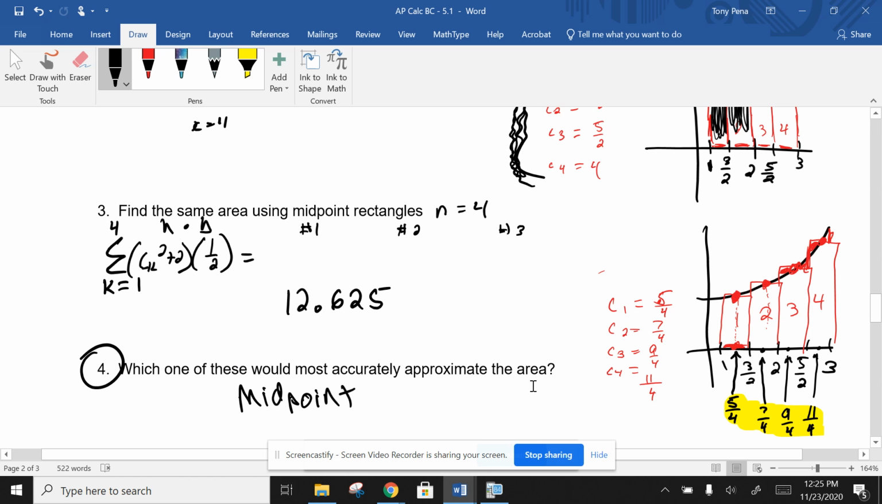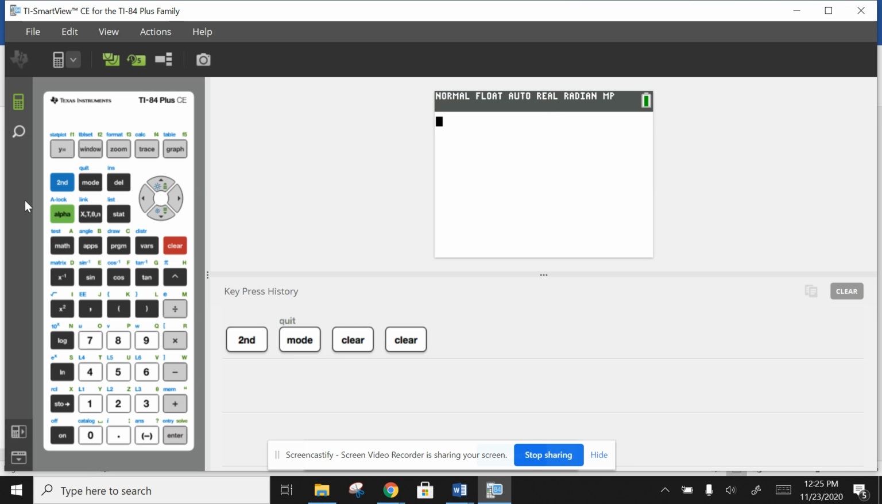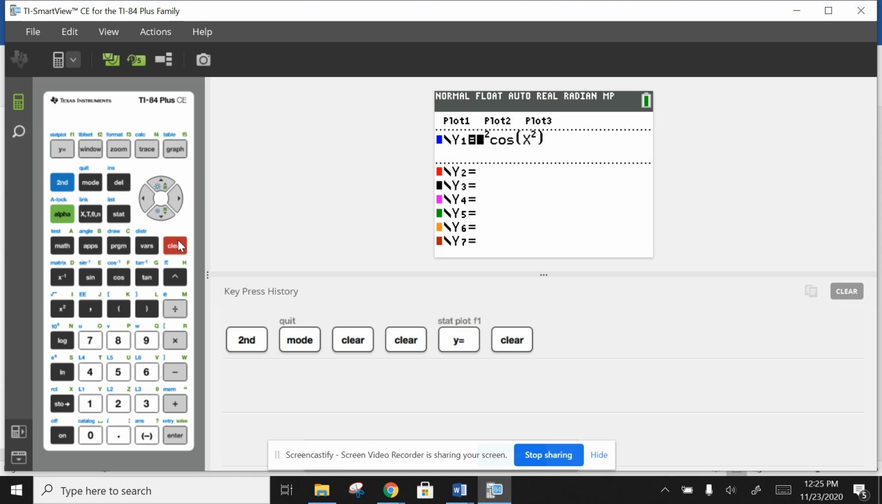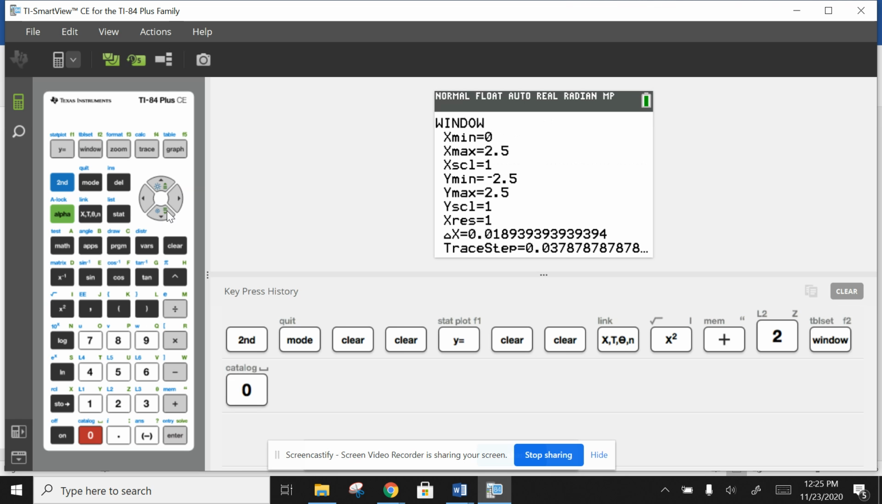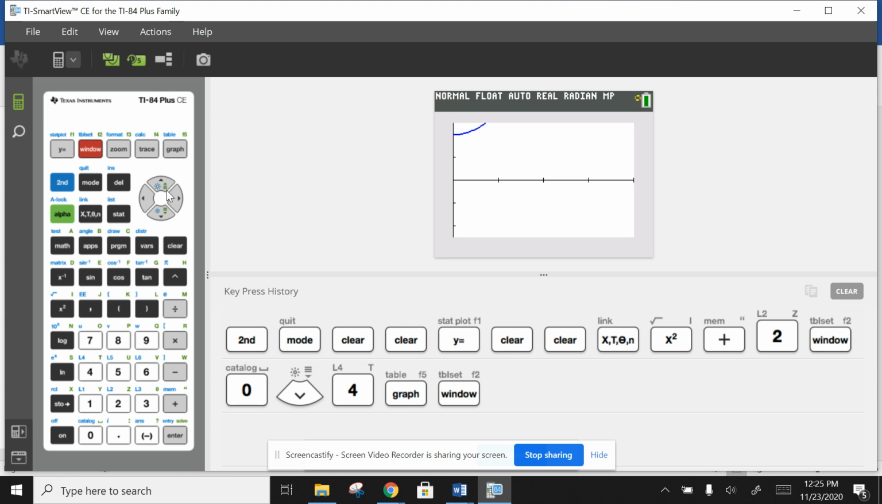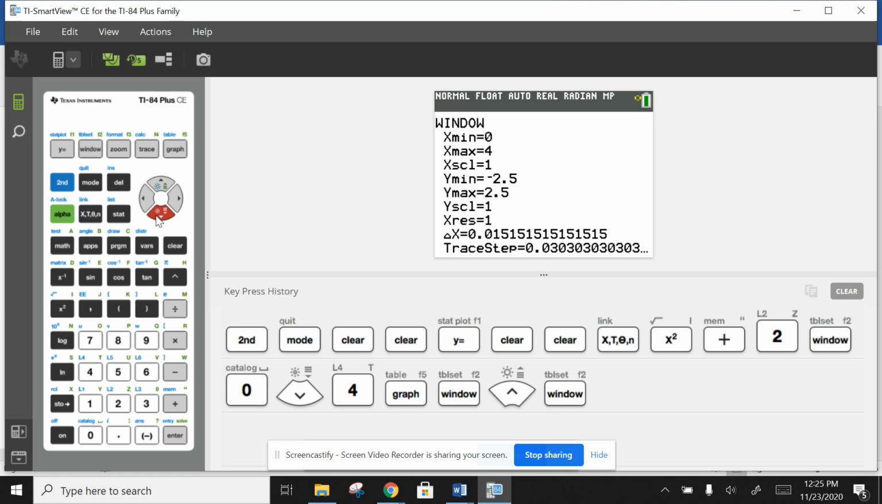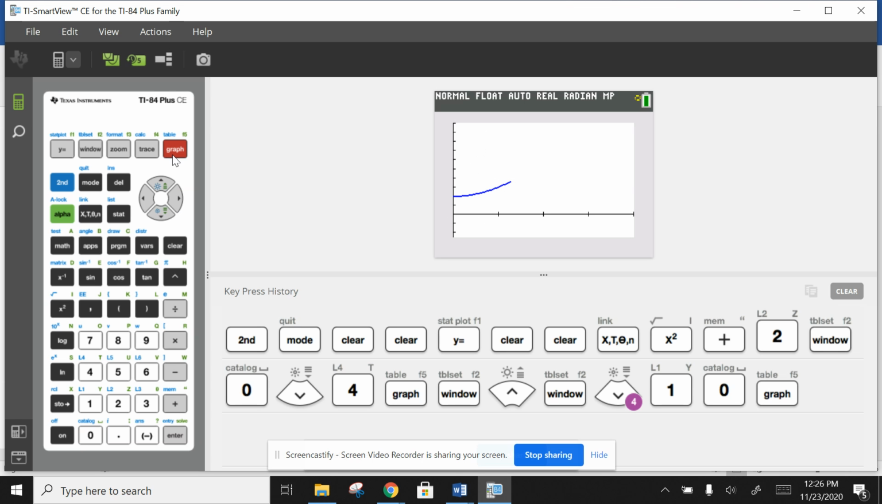To prove that, let me now actually show you what this area was. So if I now graph this, x squared plus 2, we'll change our window. We'll just go 0 to 4. Let me make the window a little bigger for the y's also. And then we'll show what the real area is, but it should be pretty darn close to that 12.625. All right, so window. So we'll keep it at 10. All right, so there's our parabola.